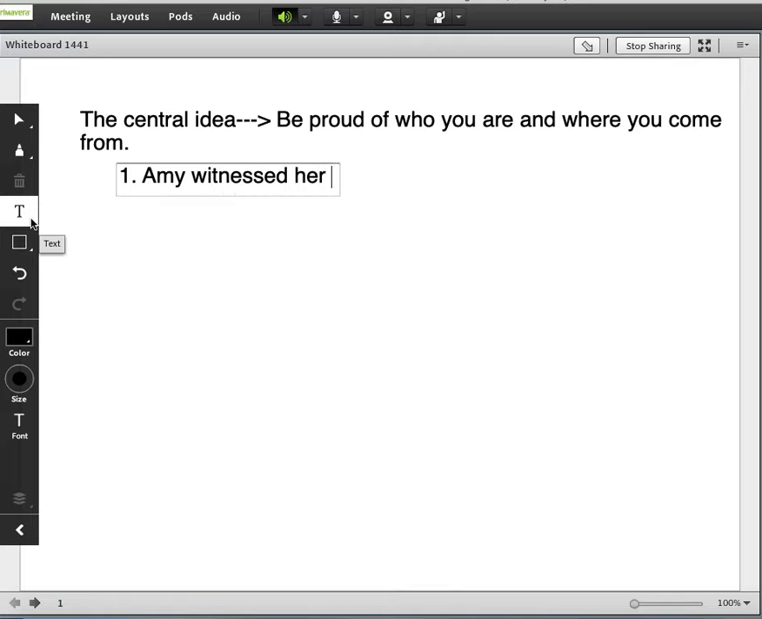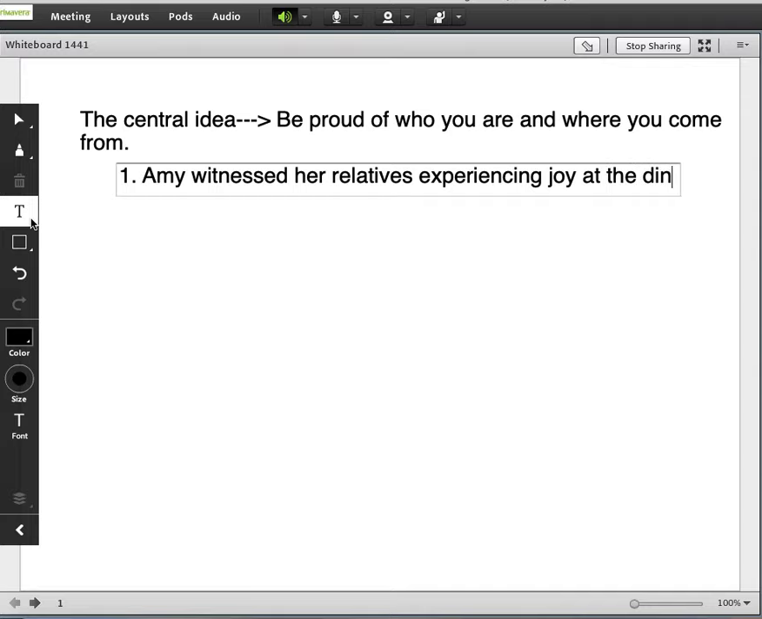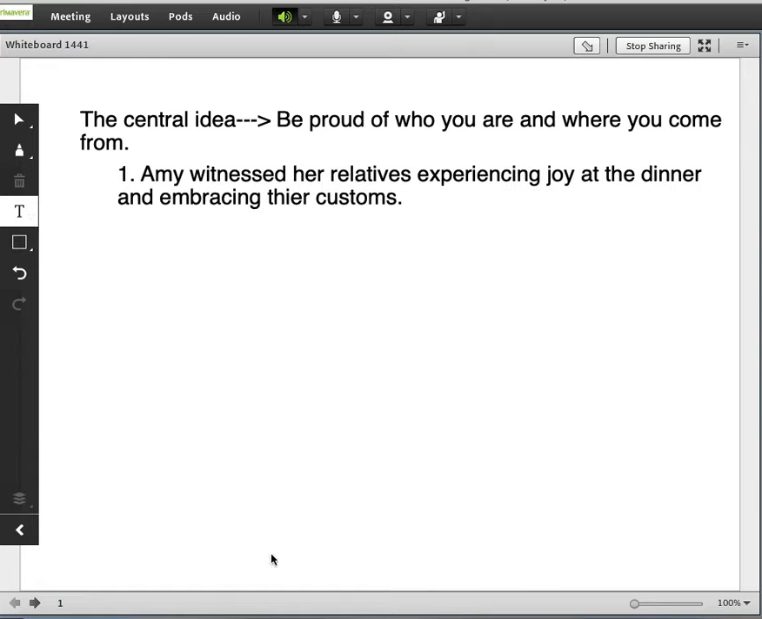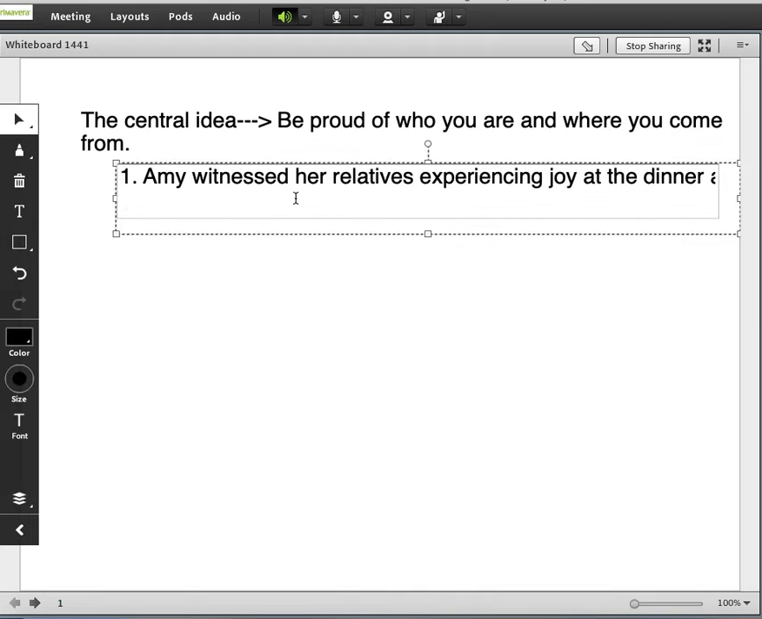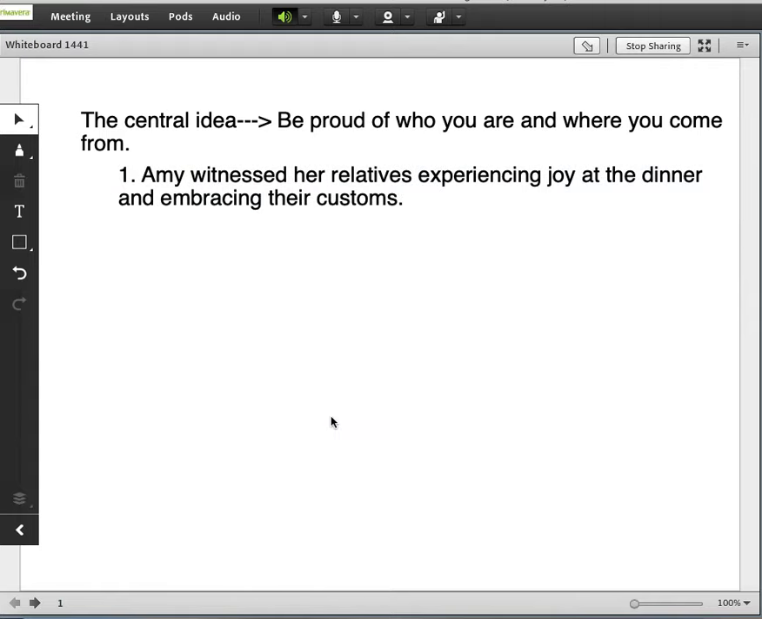Amy witnesses her relatives experiencing joy, right? Not only is she experiencing joy, but they are embracing the customs that come with their family, right? Oh goodness, just see with my typing, I did not get that right. Okay, so she witnessed her relatives experiencing joy at the dinner and embracing their customs. This is a lesson that she learns by the end of our story. But this is where I can support this concept, that we can see these people taking joy in their customs and experiencing that joy at the dinner, being all together.